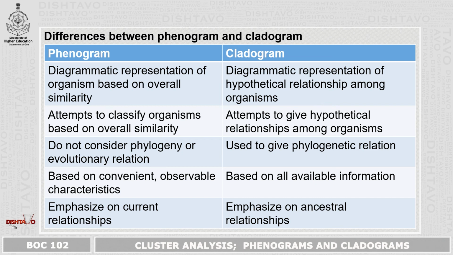Phenogram emphasizes current relationship. What is the current relationship among the operational taxonomic units? Whereas the cladogram will emphasize ancestral relationship, how they are associated or what are the common ancestors for a particular clade. So these are the differences between phenogram and cladogram.